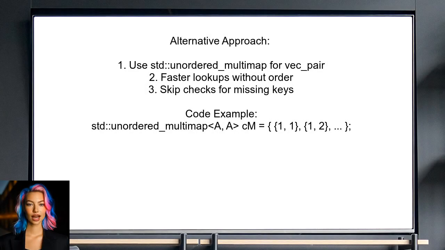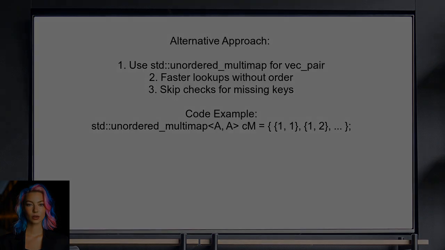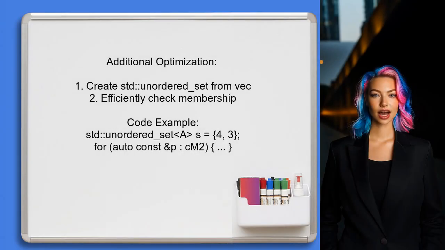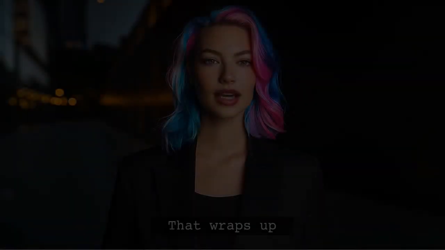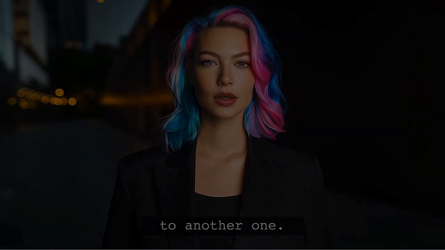An alternative approach suggests using a std::unordered_multimap instead of a vector for vec pair. This allows for faster lookups. If the order of elements isn't important, you can construct a constant unordered multimap from the pairs. This way, if a key isn't found in vec, you can skip checking all its associated values, improving efficiency. Additionally, you can create an unordered set from vec for quick membership tests. This allows you to efficiently check if both elements of each pair exist in vec. The user provides 2 code examples demonstrating both methods. That wraps up that answer. Let's move on to another one.